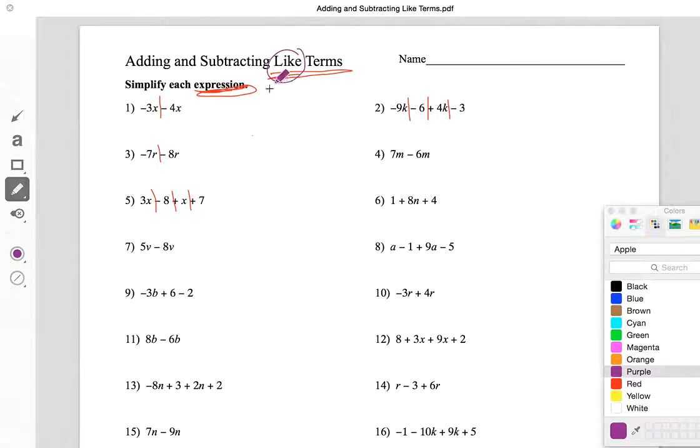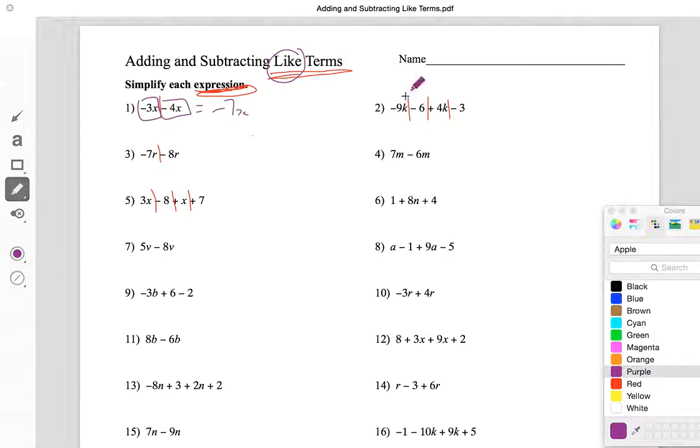So like terms, same algebra. Looking at example 1 here, minus 3x, the algebra there is just an x. Minus 4x does have the same algebra, just the x. So minus 3x, minus 4x are like terms. So in terms of dealing with them, you just deal with the numbers out the front. So minus 3x minus 4x, we could do minus 3 minus 4, that makes minus 7. And the algebra stays at minus 7x.